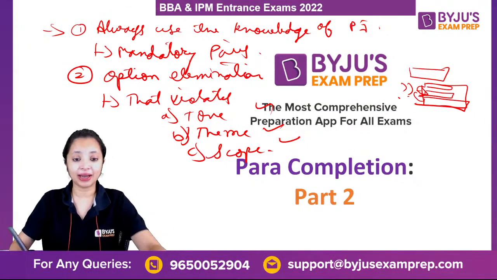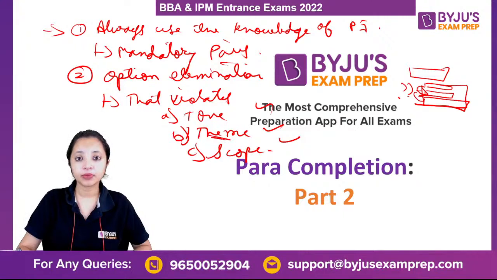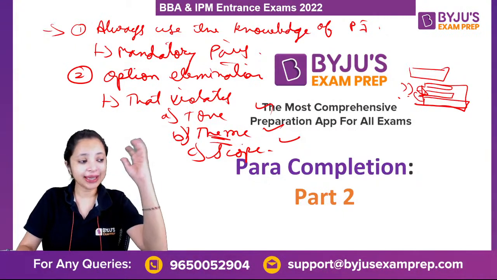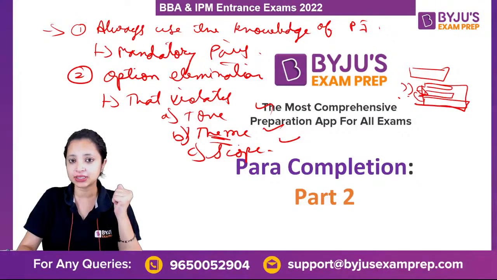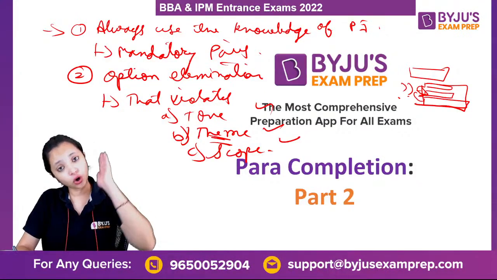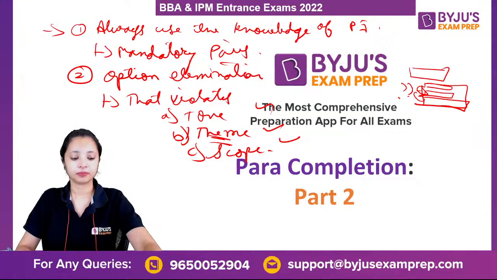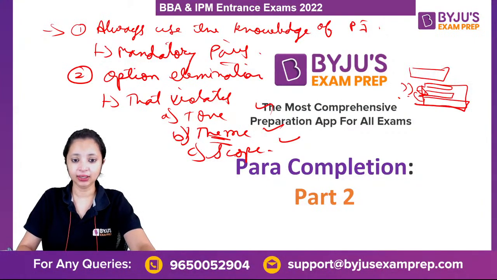So every paragraph will have a theme and I have to abide by the theme. So if my paragraph talks about the daily expenses of a person, my option will also talk about daily expenses of a person. Okay?